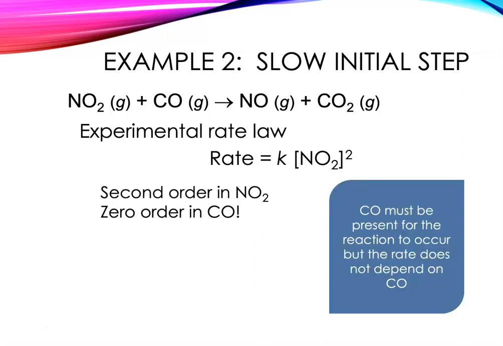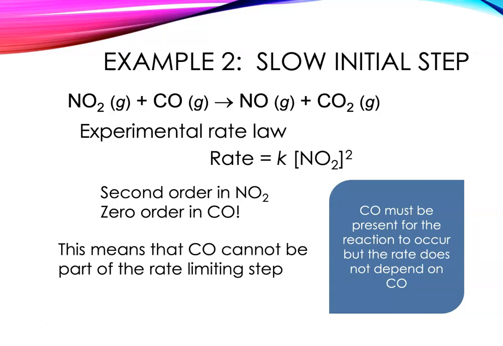Carbon monoxide has to be present for this reaction to occur, but what the rate law is telling us is that the rate does not depend on the concentration of CO. As long as the CO is there, the reaction can occur, but it doesn't affect the rate. What this means is that carbon monoxide can't be part of the rate limiting step. We must need 2 steps in the mechanism.